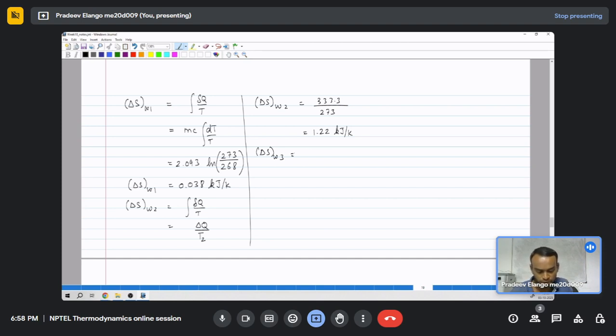And similarly for the third process, we will have something similar to the first one, but the C value will be for water, by ln of T3 by T2. C of water is 4.187, and T3 is 20 degrees Celsius, that is the final temperature, 293 Kelvin, divided by the initial temperature, 0 degrees Celsius, that is 273 Kelvin. It is 0.296 kilojoule per Kelvin. And all these are positive.